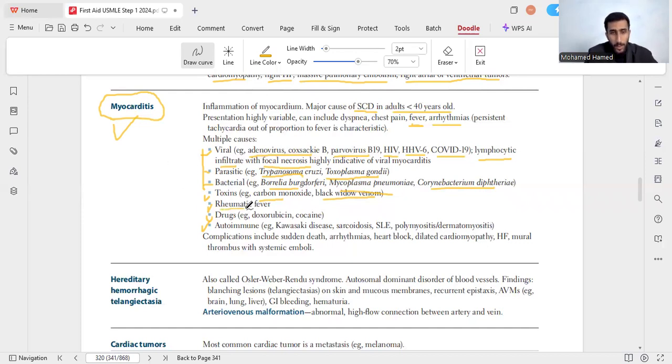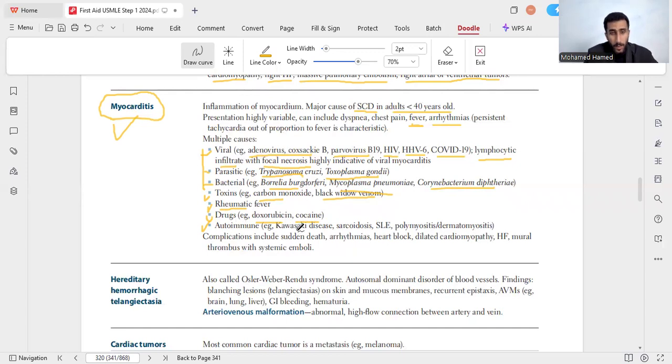Rheumatic fever, of course, includes myocarditis, and arthritis, subcutaneous nodules, the Jones criteria and so on. It includes myocarditis, of course. So rheumatic fever also causes myocarditis. For the drugs, you have to know that doxorubicin, a chemotherapeutic agent, and cocaine are implicated in myocarditis. They may cause myocarditis.